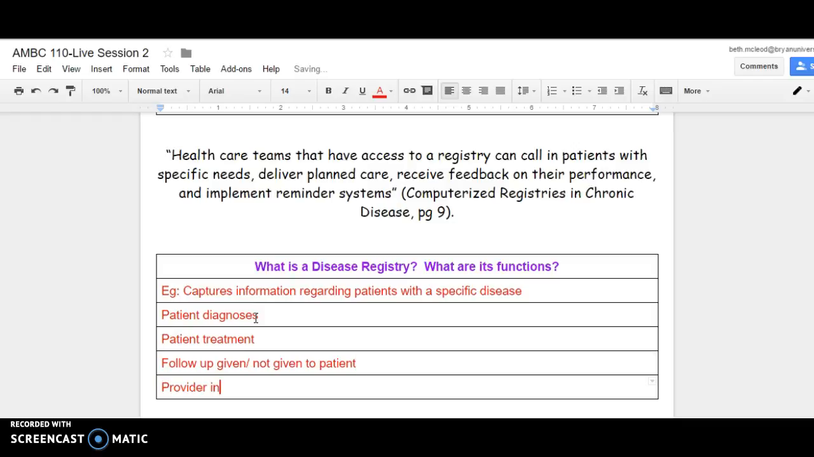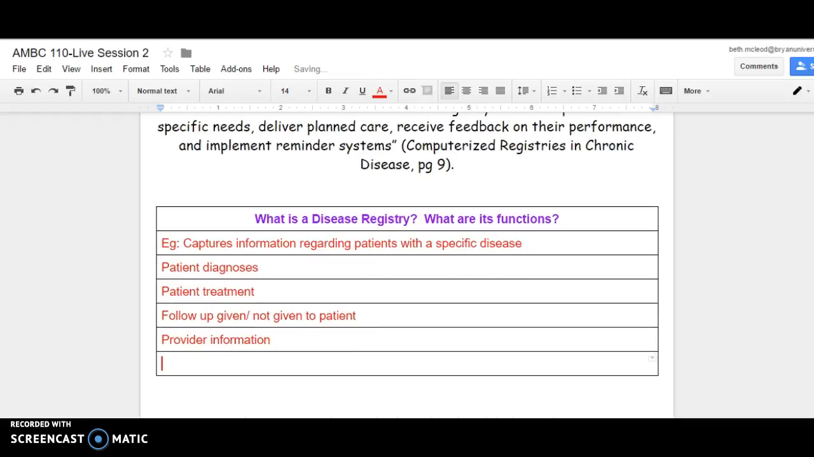Probably going to track provider information on those patients in the registry. Tracking outcomes. And all of this in hopes to improve care for those patients, and hopefully improve treatments and possibly eliminate or decrease that disease in the future.